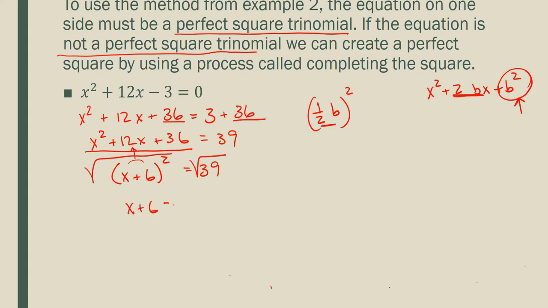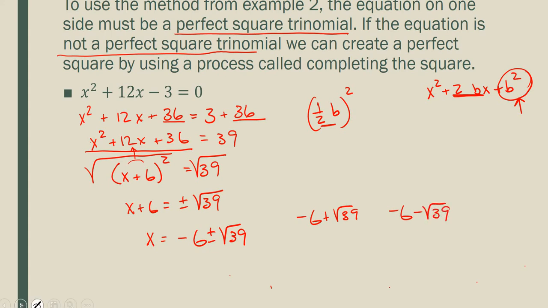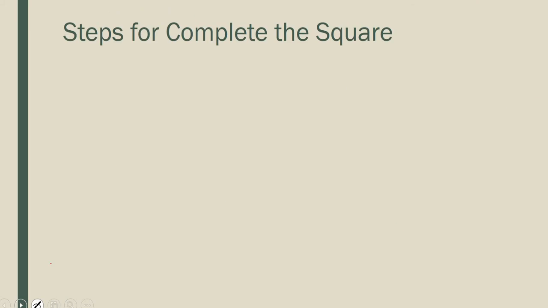I get x plus 6 equals plus or minus the square root of 39, and subtract 6 from both sides. So those are my two solutions, negative 6 plus the square root of 39, and negative 6 minus the square root of 39. Okay, let's write down the steps.